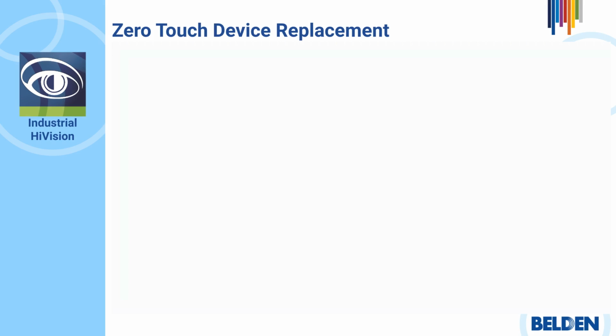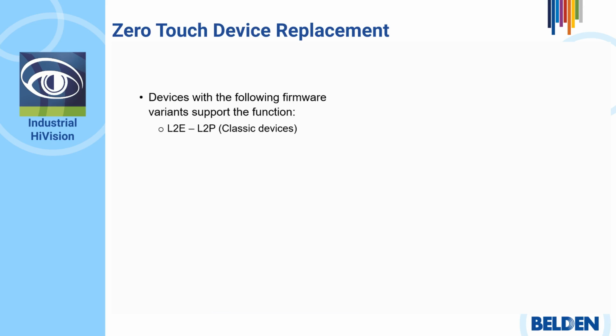The following firmware variants support the zero-touch device replacement function: Layer 2 Enhanced and Layer 2 Professional, and HiOS devices starting with version 7.0. For more details about the prerequisites that are required, please consult the Industrial HiVision manual.